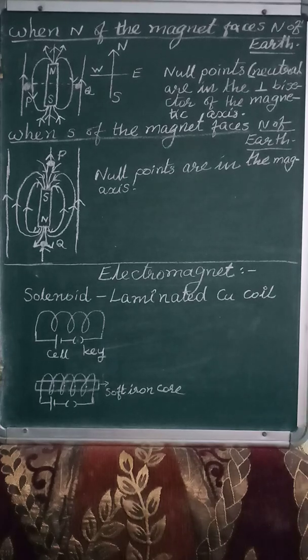The magnetic field of the Earth at a small place is represented by equal distant parallel lines pointing towards the north direction.